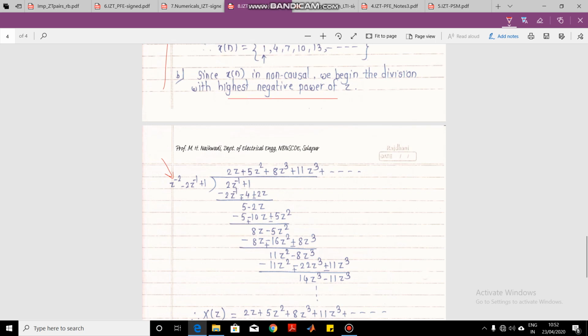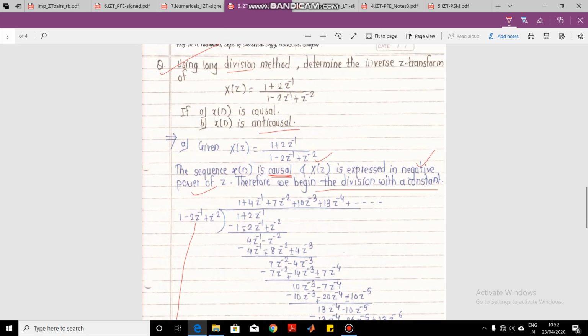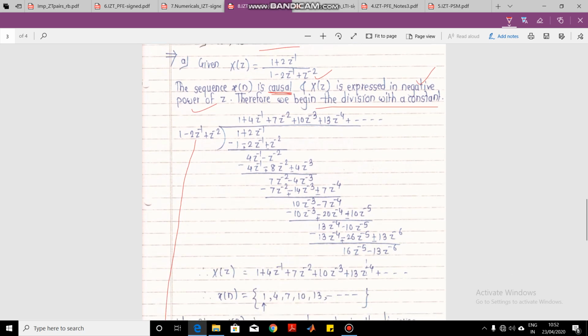We begin with the highest negative power, so z^-2 minus 2z^-1 plus 1. So you don't have to make this mistake. If you make this mistake of writing this thing, your answer will go wrong. Okay, the rest is simply division now.